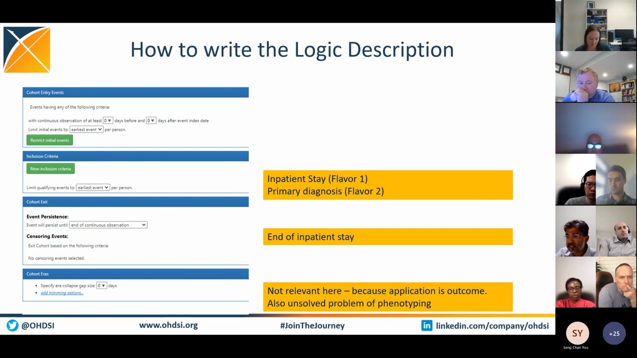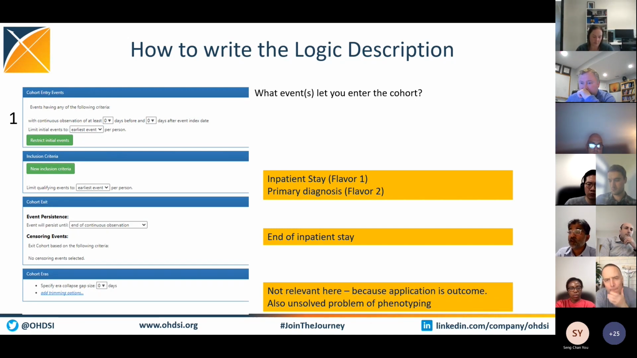There's 4 components to it. Component number 1 is on the top, which is called cohort entry events. What events let you enter the cohort? Remember, in Odyssey, we think in terms of events occurring for persons. Events are timestamped observations of healthcare, either a diagnosis, condition domain, a procedure, an intervention, a measurement, or an observation for a person. So what events let you enter?